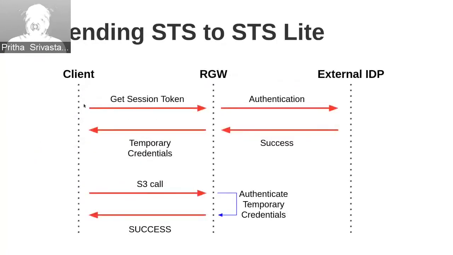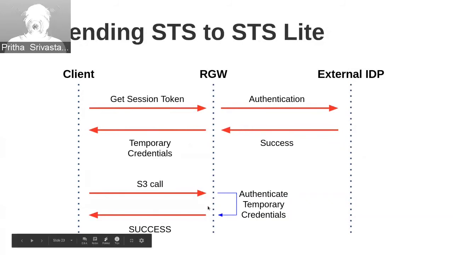So the client issues an initial GetSessionToken to RGW, and RGW authenticates that with the external IDP. And upon successful authentication, it sends back temporary credentials to the client. And then the client can start making use of those temporary credentials and make S3 calls. And these S3 calls are authenticated internally in RGW and are not sent to the external IDP for authentication. So this results in a reduction in the load on the external IDP.